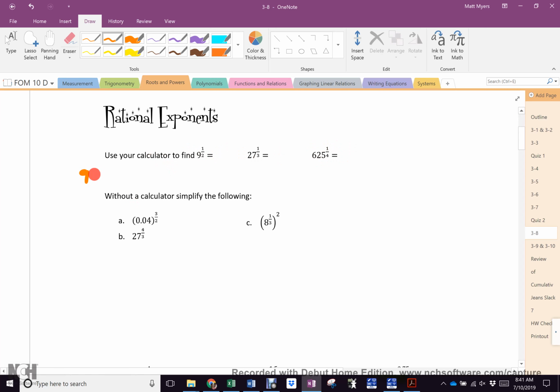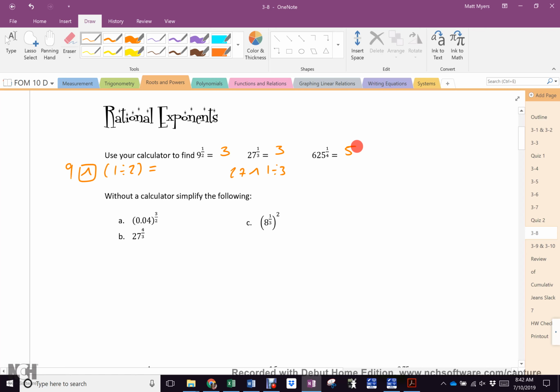It is 9, then whatever your exponent button is. Now, since it's a fraction, you should do 1 divided by 2. Or you could do 0.5, it doesn't matter. And then you hit equals. And what is the answer? 3. Then, of course, 27 exponent 1 divided by 3 is 3. And 625 will get you 5.